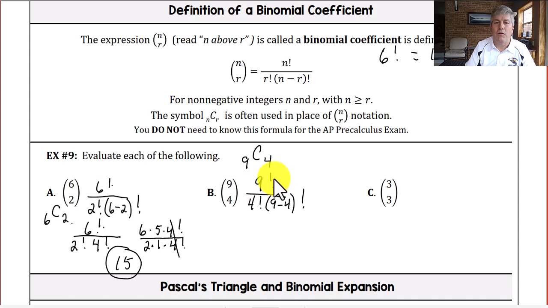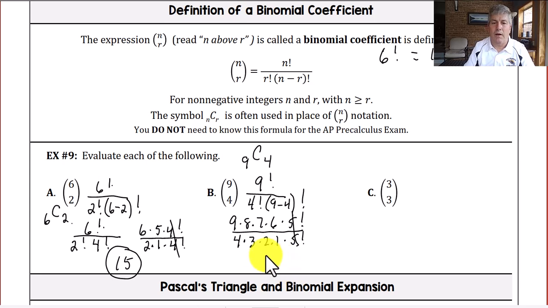In the second sample, I have 9 over 4, or the combination of 9 choose 4. So 9 factorial over 4 factorial times 9 minus 4 factorial. So that's going to be 9 times 8 times 7 times 6 times 5 factorial all over 4 factorial, 4 times 3 times 2 times 1, and then all over our 5 factorial. So our 5 factorial simplifies to 1. And now we can do some canceling to make our life a little bit easier here.